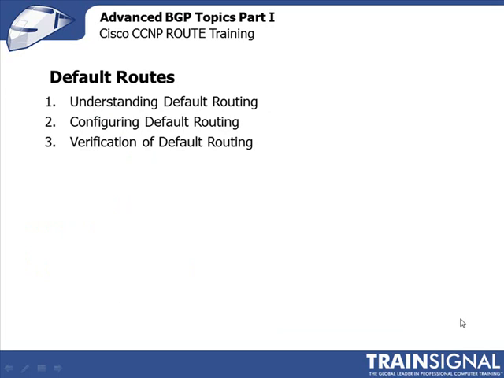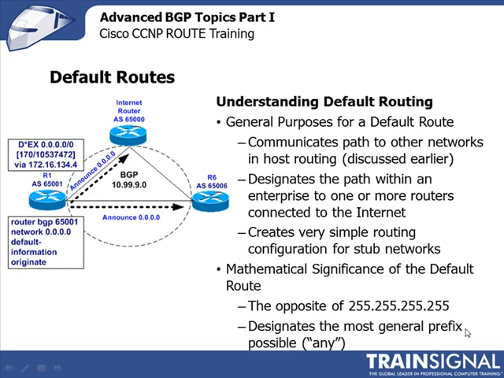Another topic that we covered for other protocols has to do with default routing. Default routing, of course, has several aspects. We need to make sure we understand what default routing is, what it does, how to configure default routing, and then how to verify it specifically with respect to the BGP protocol. To begin with, as we've stated previously, you have to understand default routing. The purposes for a default route are various.